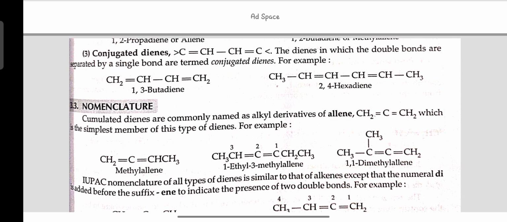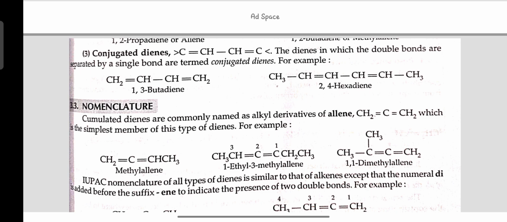Nomenclature. Cumulated dienes are commonly named as alkyl derivatives of allene, which is the simplest member of this type of dienes. For example, methylallene, 1-ethyl-3-methylallene, 1,3-dimethylallene.